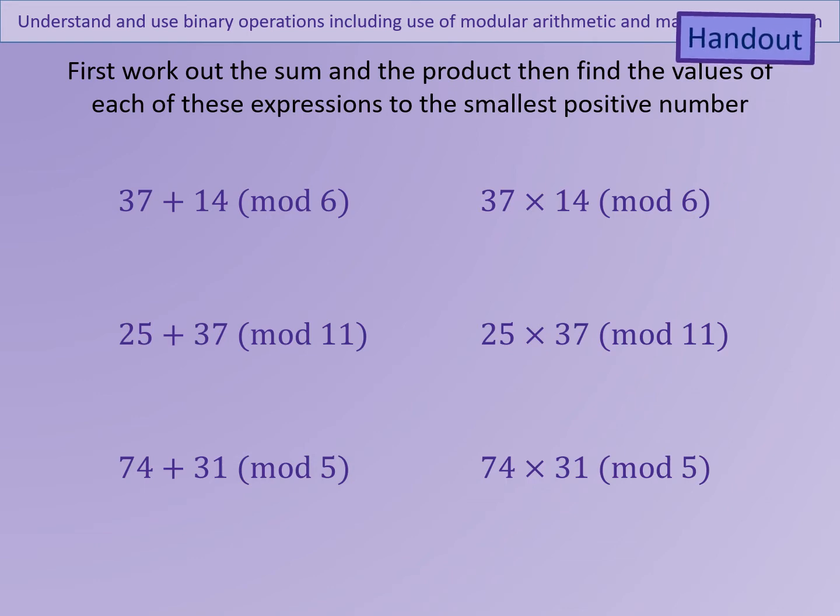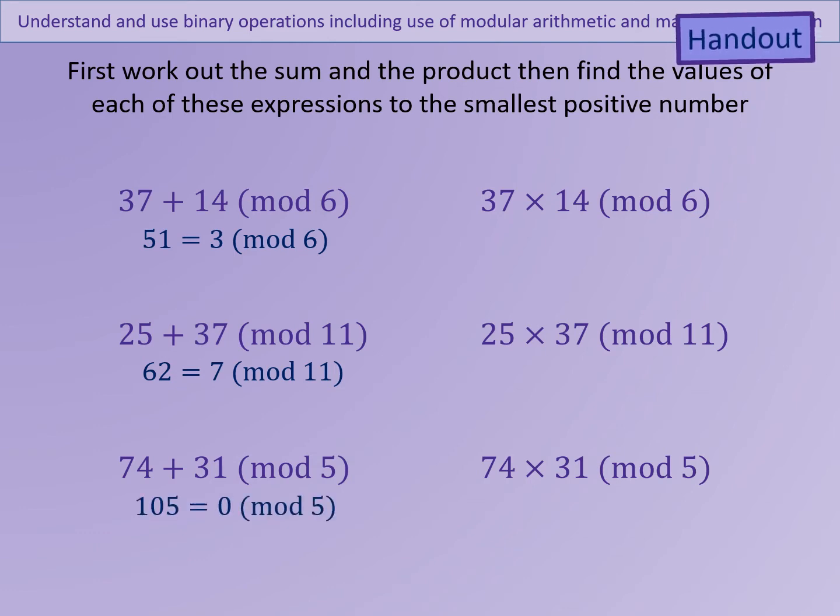So the first question, we get 51, which is reduced to 3 when working mod 6. The next one we get 62, which is 7 when working mod 11. The third one, we get 105. Because this is in the 5 times table, 105 will be 0, mod 5.